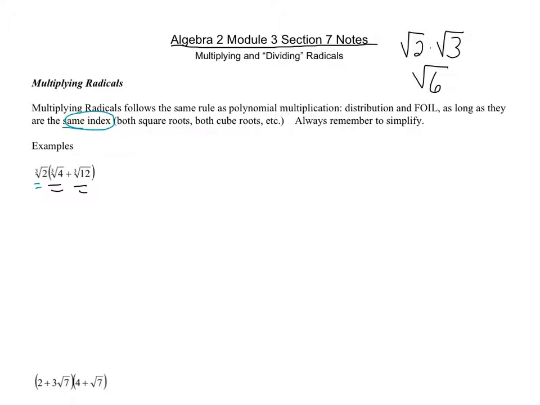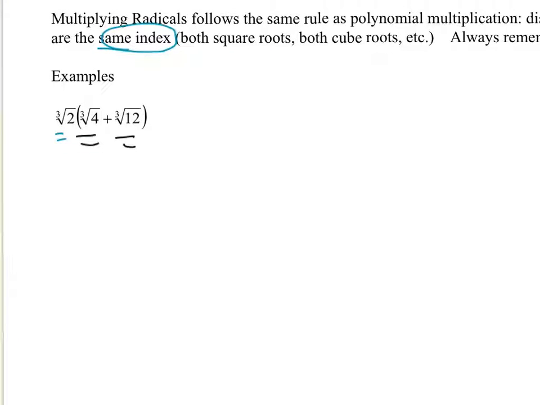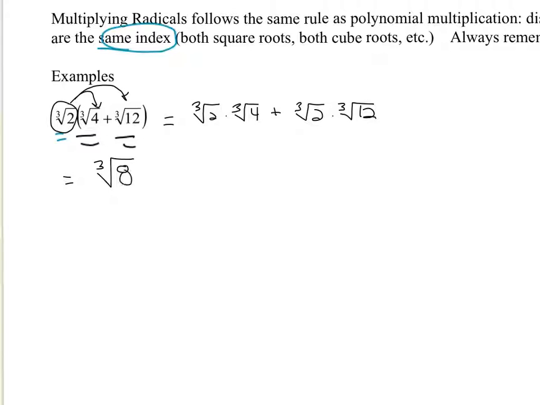So, if I look at this first example, where we have the cubic root of 2 times the cubic root of 4 plus the cubic root of 12, weird numbers, but it's a single thing outside of a parenthesis, so we'll FOIL. So this would just be cubic root of 2 times the cubic root of 4 plus the cubic root of 2 times the cubic root of 12. So if I multiply those together, I'll get the cubic root of 8 plus the cubic root of 24.